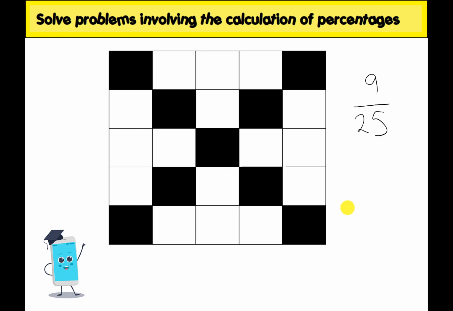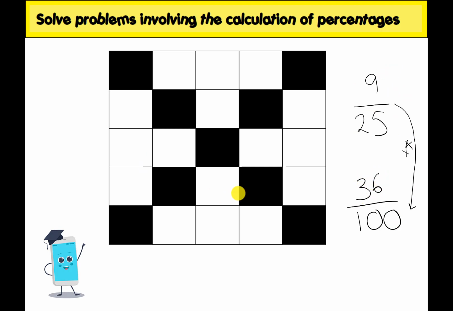Now percentages are fractions out of 100. So I need to scale this up. What do I need to scale my 25 up by to get to 100? How many 25s fit in 100? Well, it's 4. If you remember that 25% is a quarter, you'll remember that 4 lots of 25 and 25 lots of 4 fit in 100. So if I've multiplied my denominator by 4, I need to do the same to my numerator. 9 times 4 is 36.